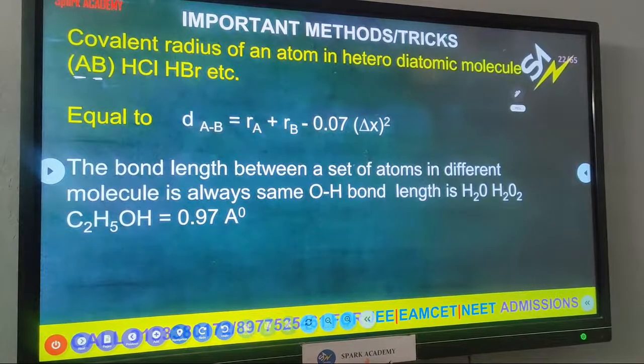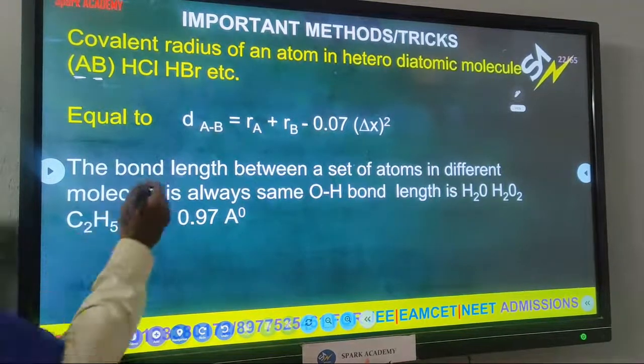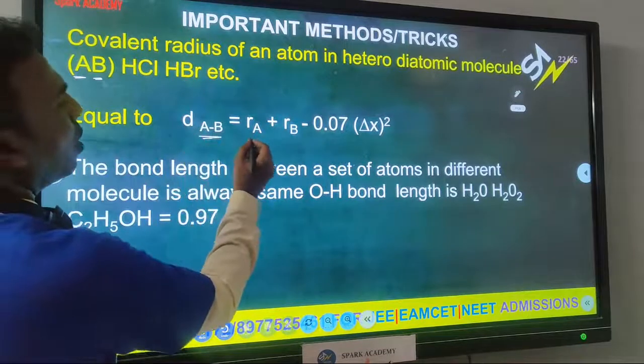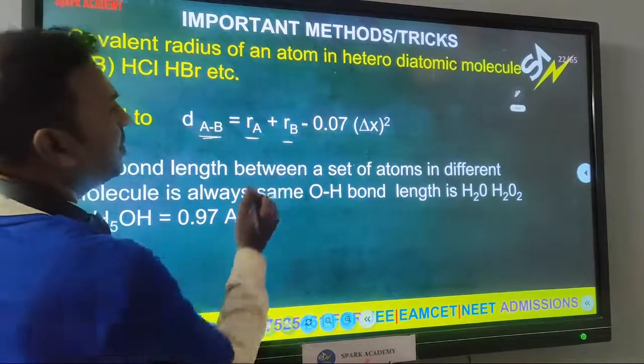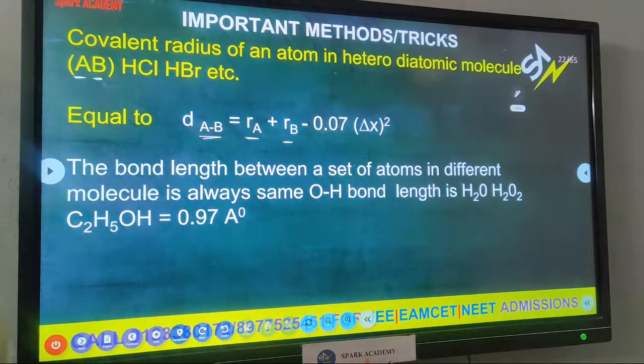So in the case of a heterodiatomic molecule, the bond length, otherwise radius, is the distance AB, which is equal to the radius of A plus the radius of B minus 0.07 delta x square, where delta x is the electronegativity difference, an experimental value. So the bond length between a set of atoms.